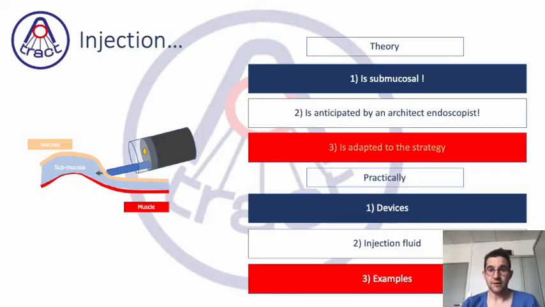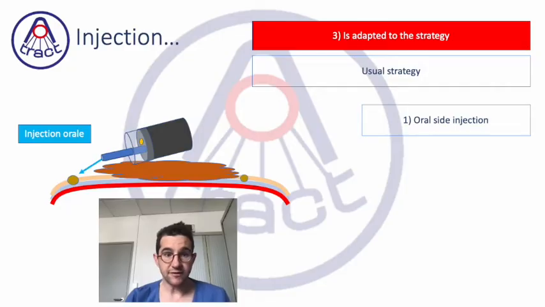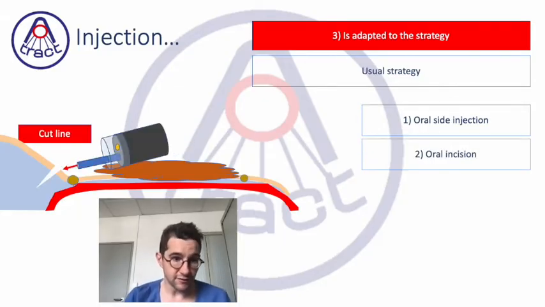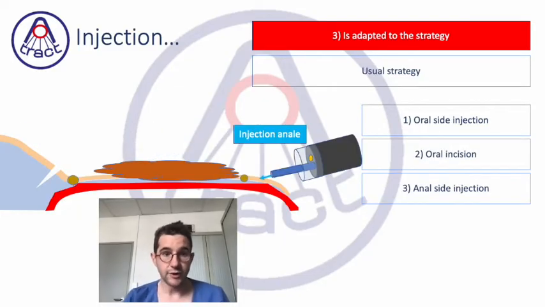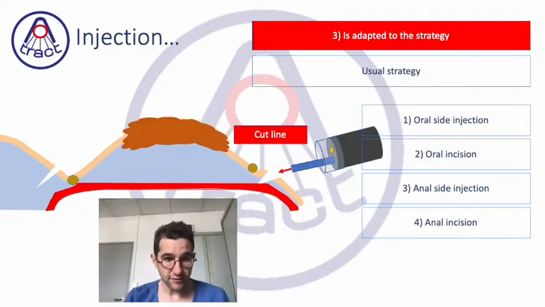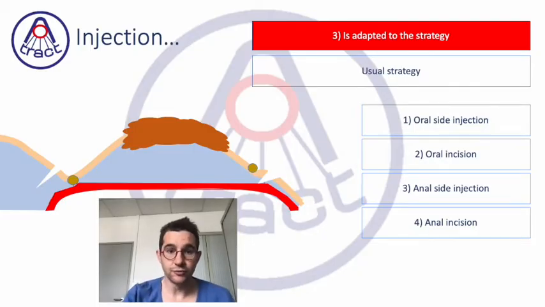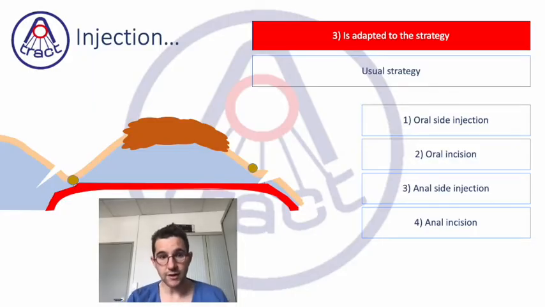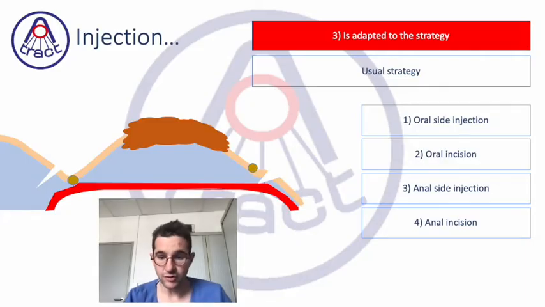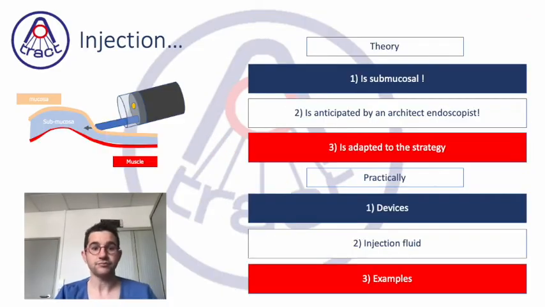Last thing, your injection should be adapted to the strategy. It means that if you have decided to do your oral injection first, you inject the oral side first, and then you cut it, you do your cut line. After, you will do your anal injection, increase it, cut it, and therefore you will be able to put your traction on it in order to complete your incision and then pull it to the opposite side to achieve the resection by doing only the dissection.